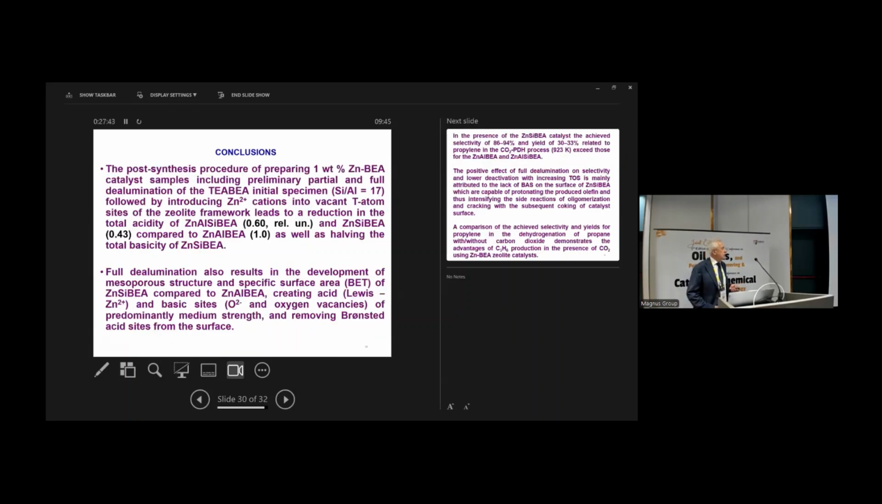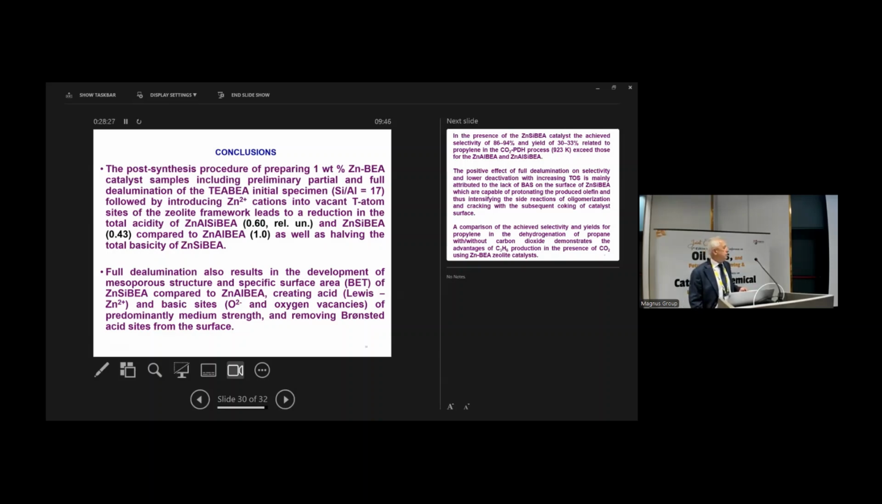In conclusion, I would like to say that the post-synthesis procedure preparing 1% Zn SC beta catalyst sample, including preliminary dealumination process and following introduction of Zn2+ cation into vacant sites of zeolite, leads to the reduction of the total acidity of Zn SC beta compared to Zn Al beta, and having the total basicity of Zn SC beta.